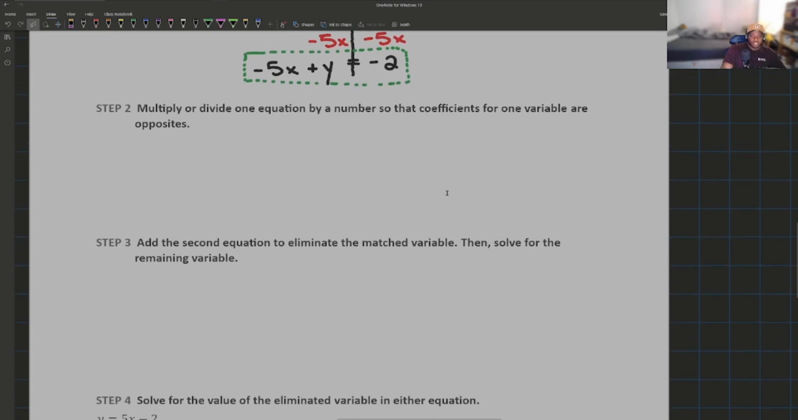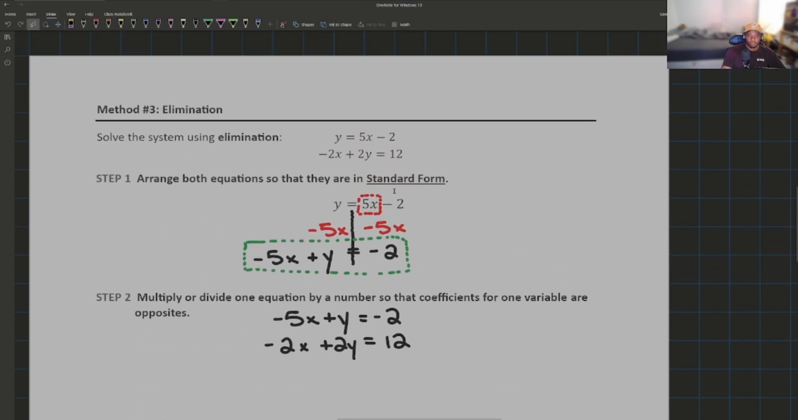Now, step number 2 says we have to multiply or divide one equation by a number so that the coefficients for one variable are opposites. It's a lot of vocabulary packed in there. I'm going to break that down for us. So I'm going to go ahead and start by rewriting our two equations. This new one we've created in its standard form, negative 5x plus y equals negative 2. And the other one that was already there, negative 2x plus 2y equals 12. Let me double check that. Yes.